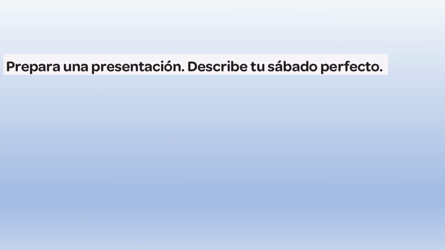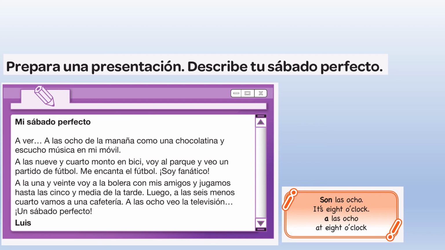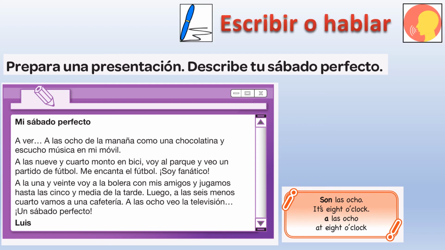Prepara una presentación. Describe tu sábado perfecto. Prepare a presentation. Describe your perfect Saturday. So using all the vocab that we've learned on time and what you do in your town, I would like you to describe your perfect Saturday. I would also suggest you use Luis's example to help you. This can either be written or spoken, and I would like it uploaded to show my homework. So either take a picture of your work or record yourself on your phone.